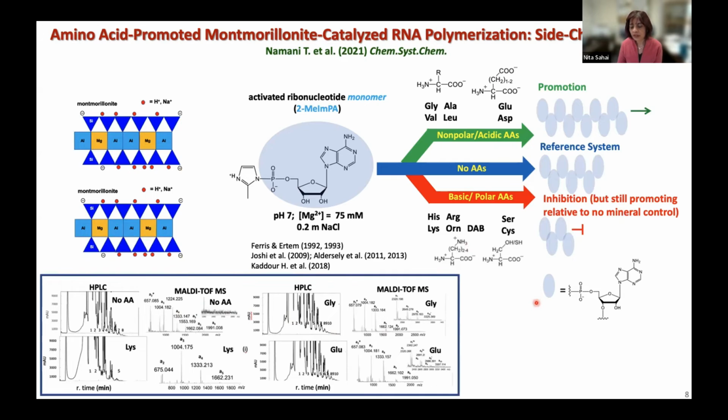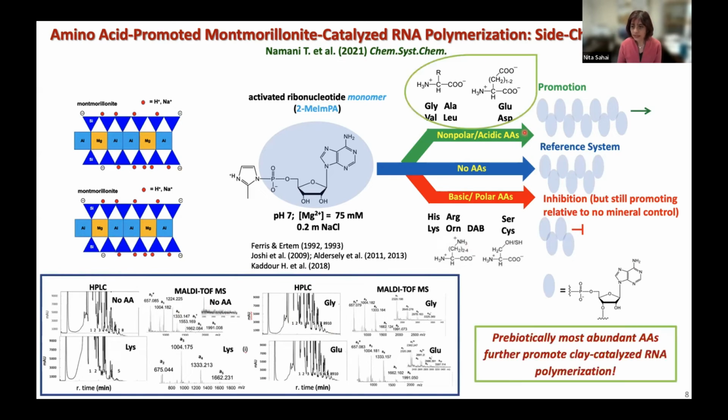Now, what's even further interesting is that the ones doing the promotion, as Jason pointed out, are the prebiotically most plausible ones. The GAD and V are the most plausible prebiotically, and they're the ones doing the most promotion. So this was really exciting to us. And further, we said, however, this is still using 75 millimolar magnesium. We want to drop that.